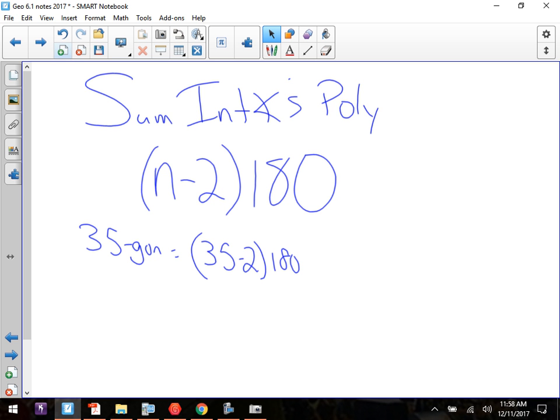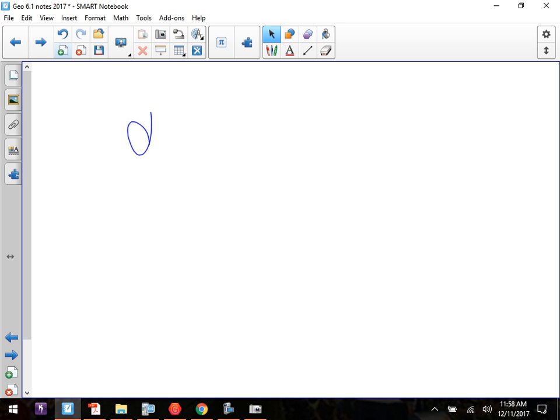It also works going backwards. Okay? For example, if I give you the number of degrees there are in something, you can figure out the number of sides. Reason being is, have you guys ever seen, you ever seen this before? What does that mean?